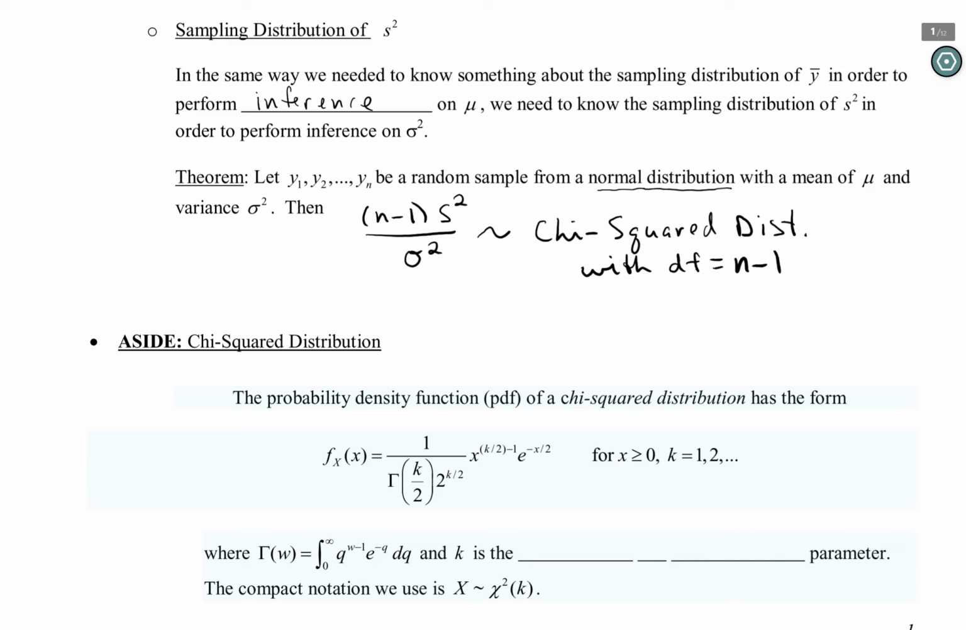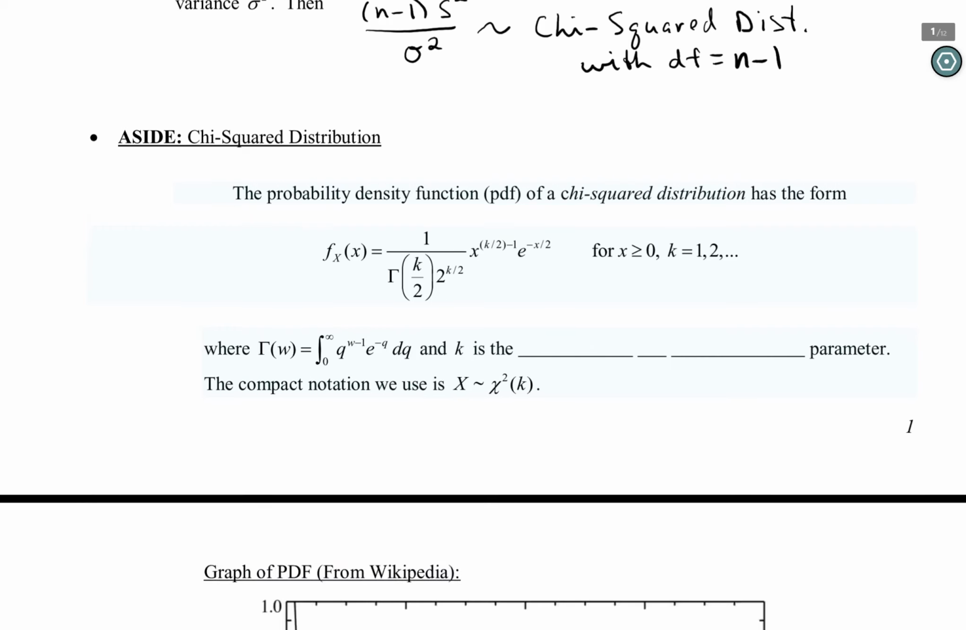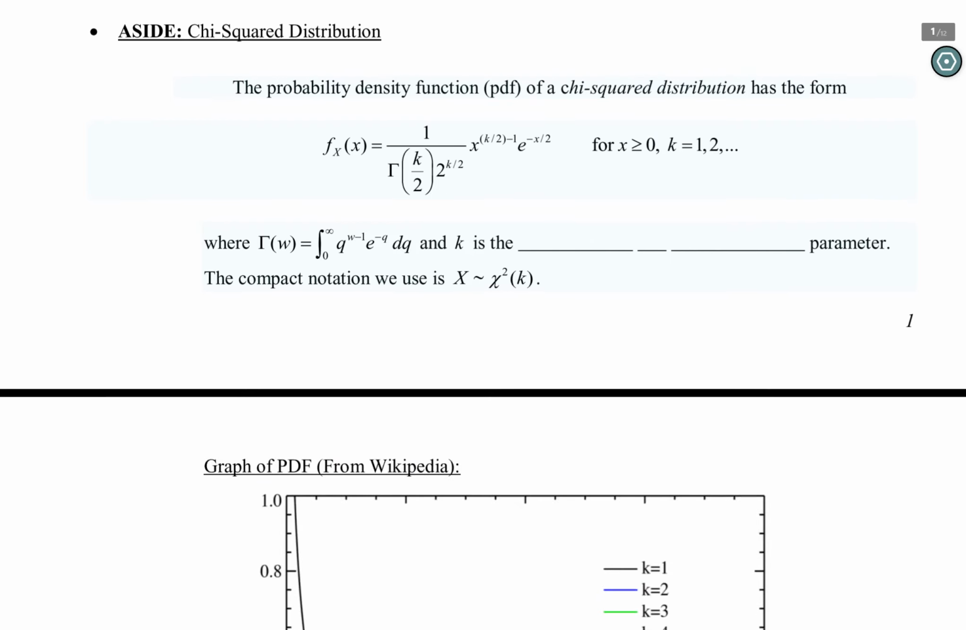So what is this chi-square distribution? It's a new distribution for us. It is in some ways similar to the t distribution in that it has a parameter within it called the degrees of freedom. But let's spend a moment and look at the chi-square distribution, as it has a role for us now as well as later on in developing other statistical methods.